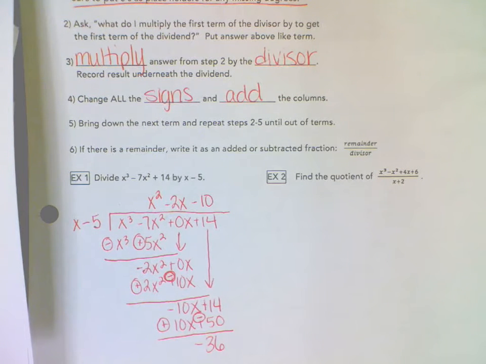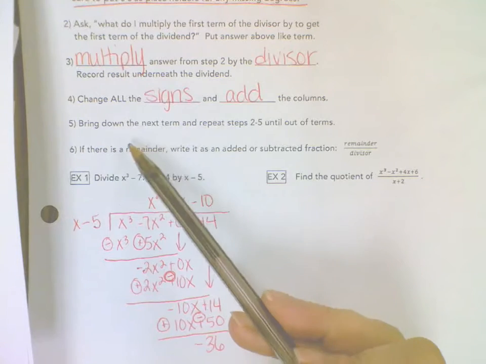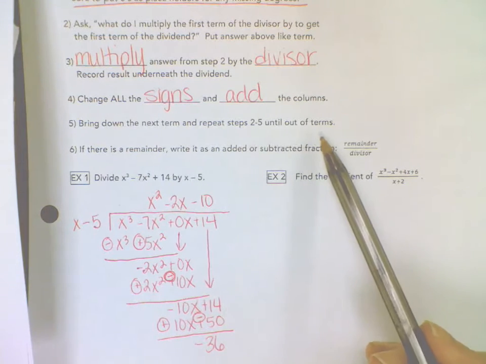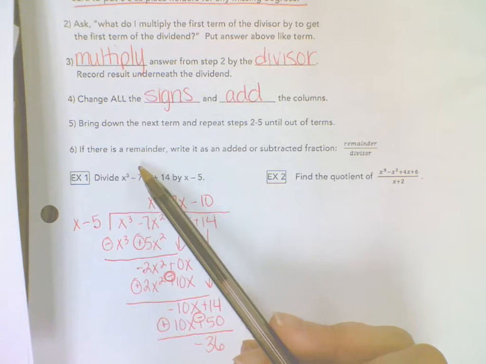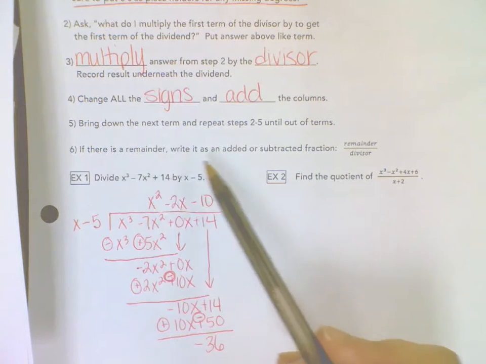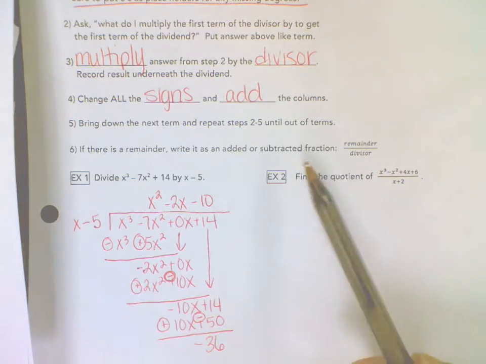I am out of terms to bring down, so step 5 said repeat until you're out of terms. We are out of terms. So now, if there is a remainder, which in this case there is, if it's 0, then that means there isn't a remainder. I write it as an added or subtracted fraction.